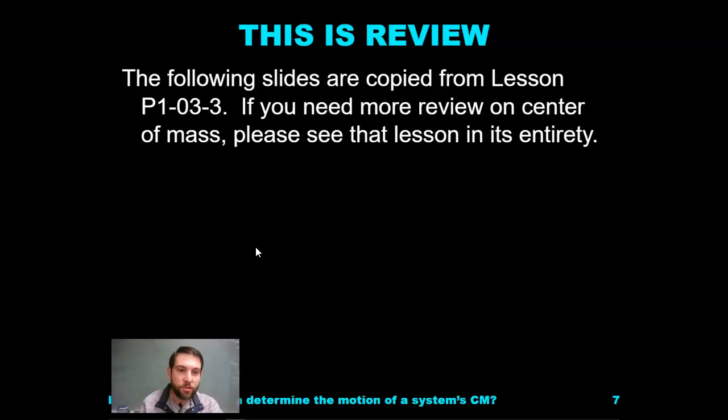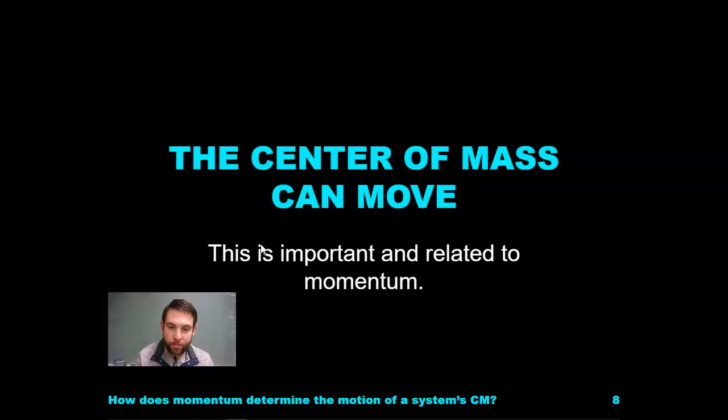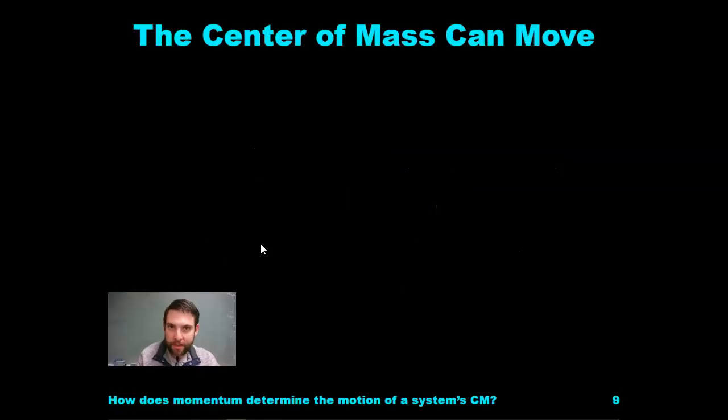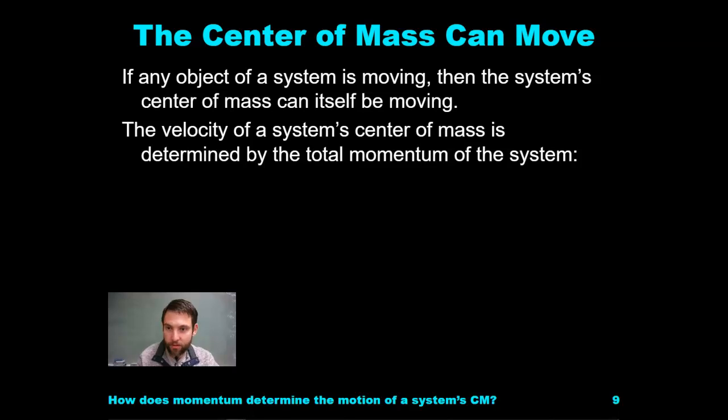This is a review, so you can go back to lesson 3.3. If you need more review on center of mass, go through that lesson in its entirety because we're going to kind of blow through this. So the center of mass can move. This is important, and it's related to momentum. If any object of a system is moving, then the system's center of mass can itself be moving. The velocity of a system's center of mass is determined by the total momentum of a system.